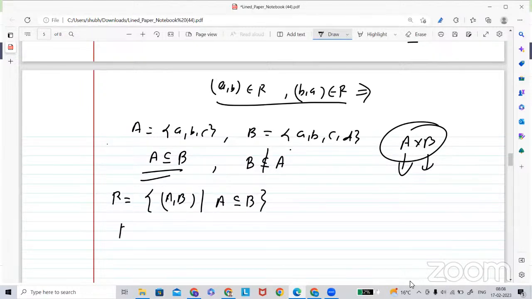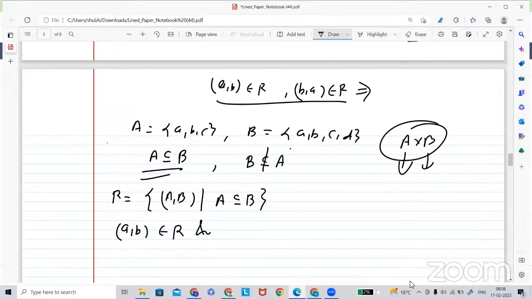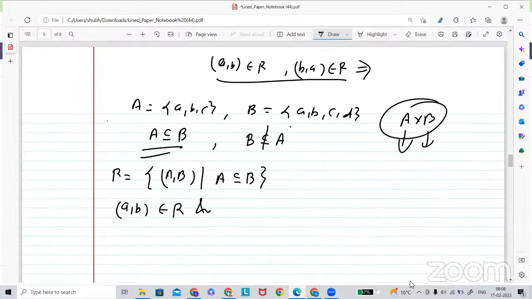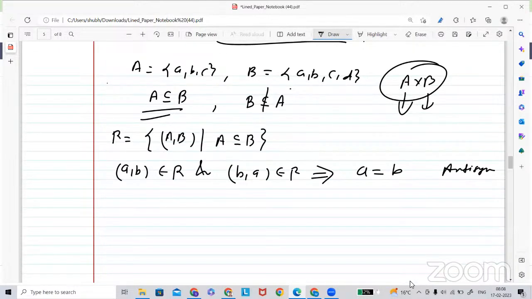For antisymmetric, suppose you have AB in the relation, and here is the "and" word, and BA is there. This implies A equal to B. This is the definition of antisymmetric. Now there are two things. Let me write. This is the definition.